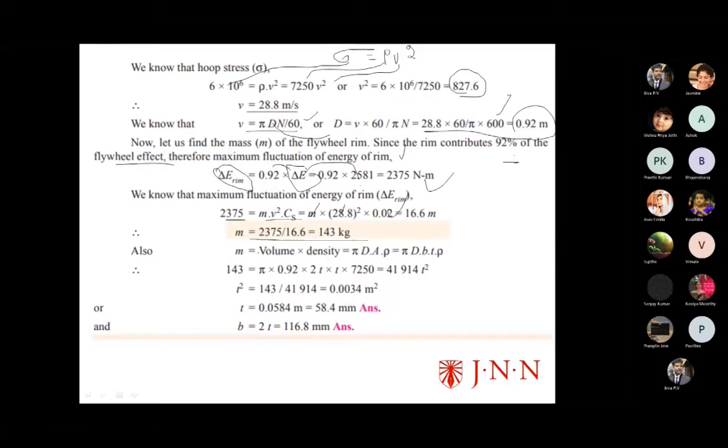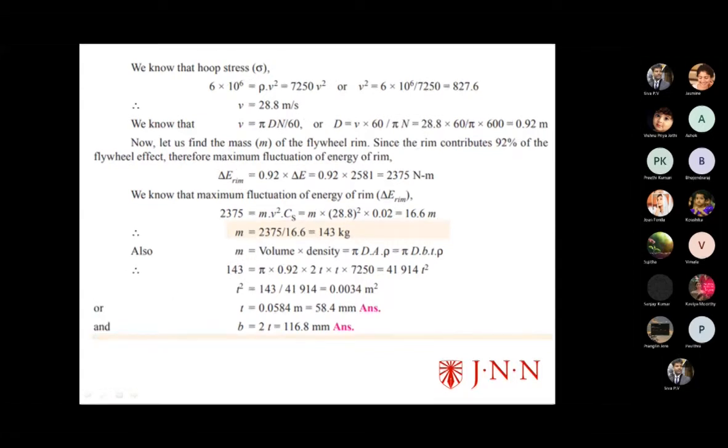Now as usual the mass formula: mass of the rim equals volume into density. The volume is pi D A, into density rho. Substitute pi, D and the A value, where A is b into t. So substituting the volume: m equal to 143, the pi value and the D value.